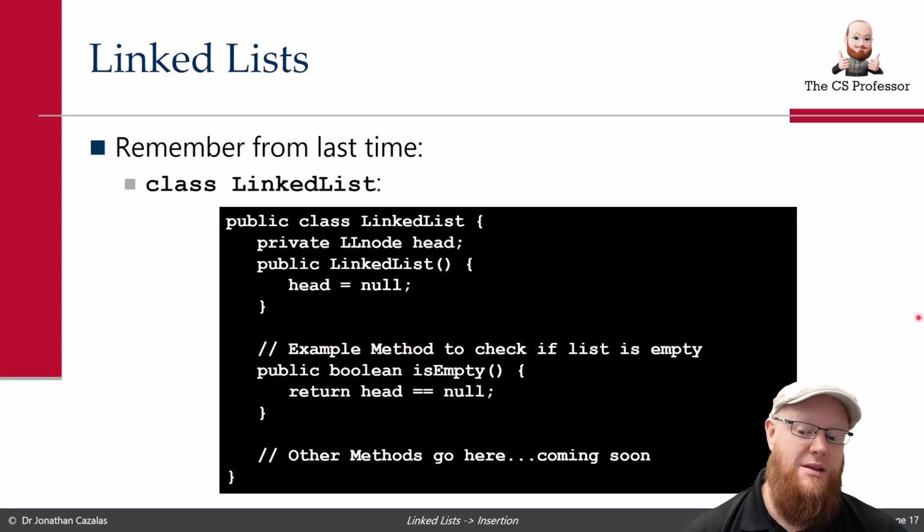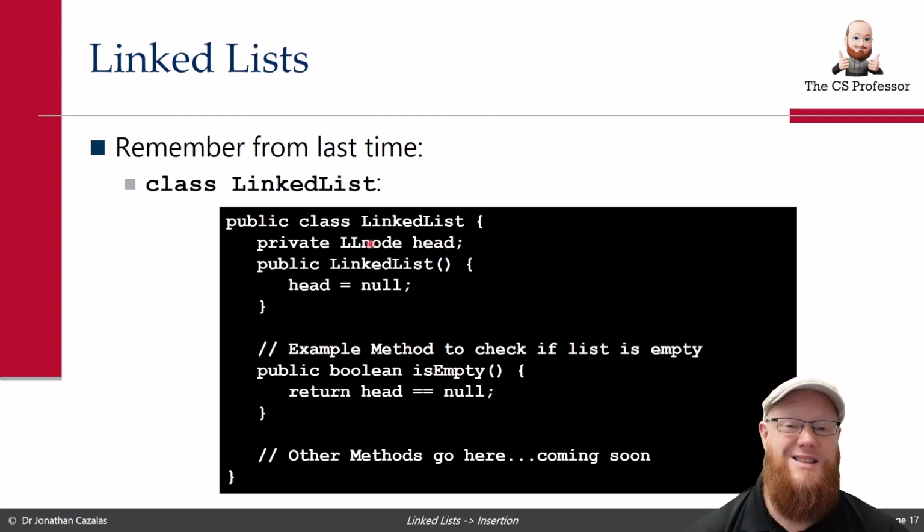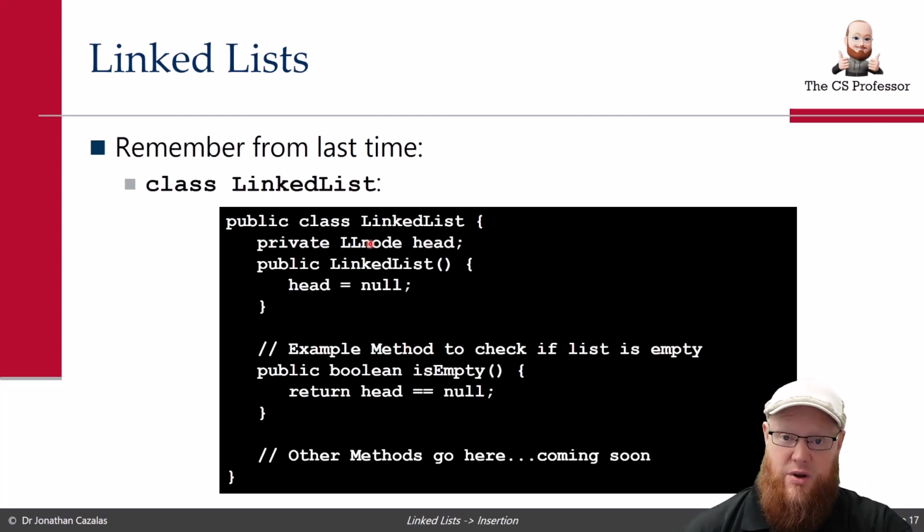Here is our linked list class from last time. Once again, we had this private head variable, which is of type LL node, with the singular goal in life to point to that first node. Which means, what is stored inside head? What is stored inside head is the memory address of that first node in memory.